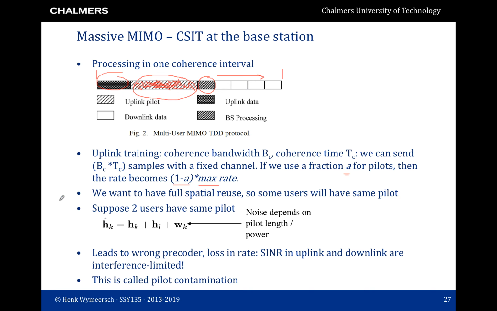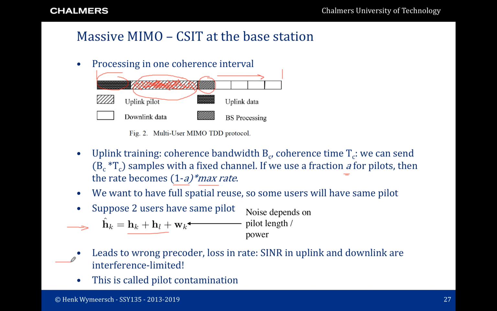One way to do this is by allowing all the users to send simultaneously to the base station over this coherence band. We can do this when all the users have orthogonal sequences for pilots, and then the base station can resolve all of those signals. If we have more users, what we then want to do is give some of the users the same pilots. So now let's suppose that two users have the same pilot and send the same uplink signal to the base station. Then what the base station will effectively estimate is a superposition of the channels of those two users.